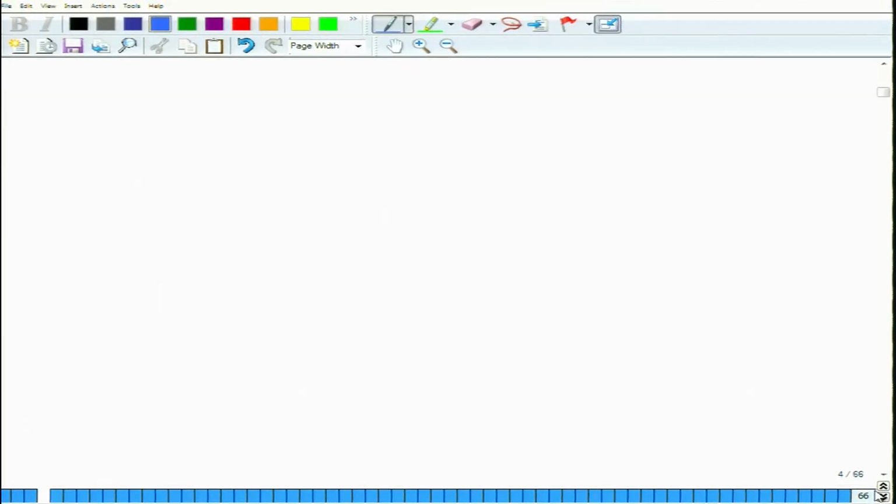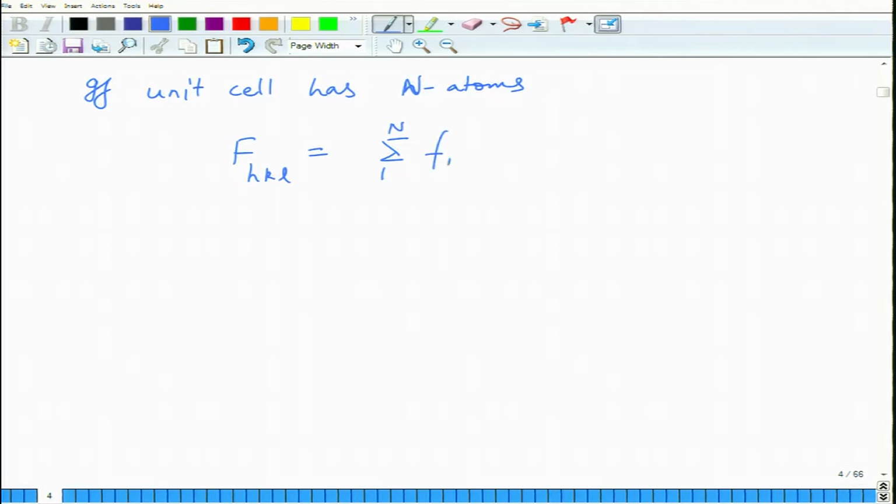If the phase factor turns out to be finite, you will have some diffraction taking place. So, if the unit cell has n atoms, then I can define a term capital F_HKL, which is sigma over 1 to n of f_n into exponential of 2 pi i (h u_n plus k v_n plus l w_n).